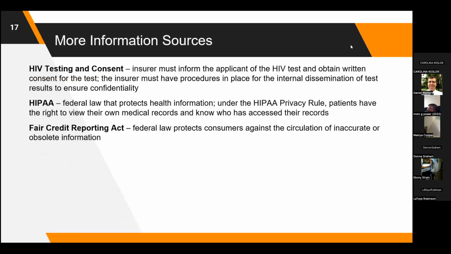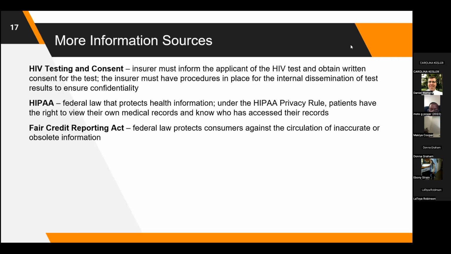HIV testing and consent. The insurer must inform the applicant of the HIV test and obtain written consent for the test. The insurer must have procedures in place for the internal dissemination of test results to ensure confidentiality. So they don't send it to the Department of Insurance, right? So they'll do all the following except they're not going to send it to the Department of Insurance. That's your personal information, right?